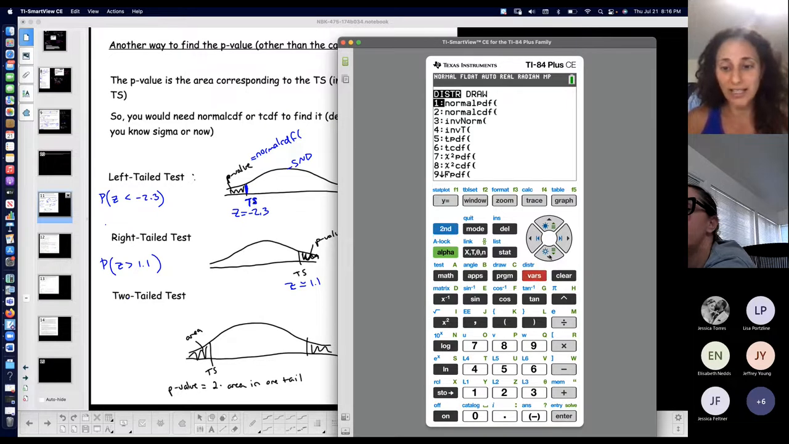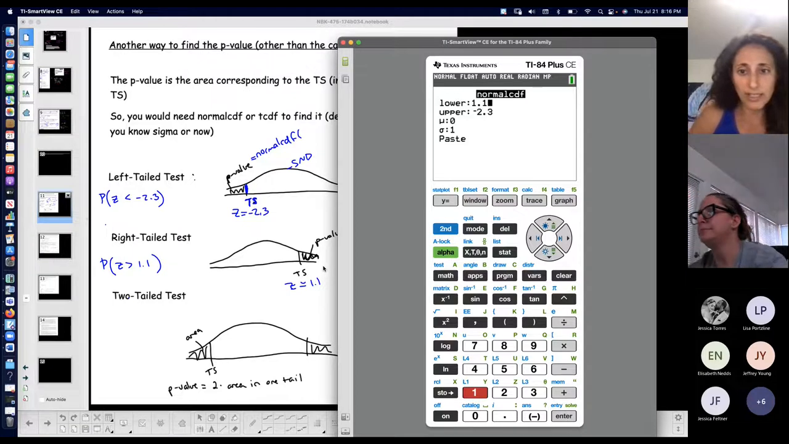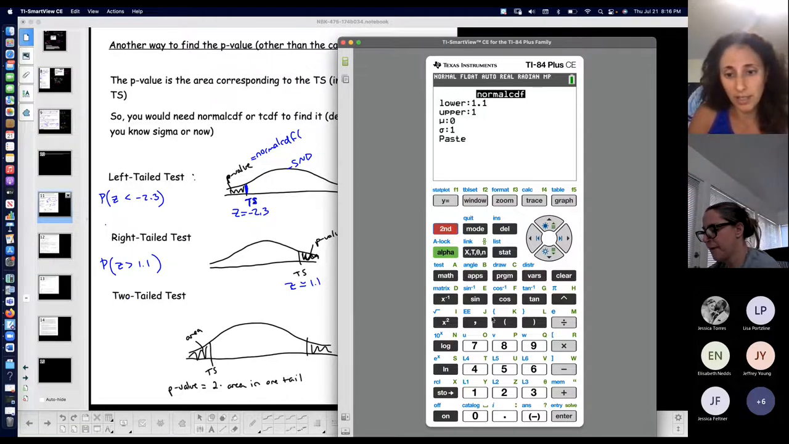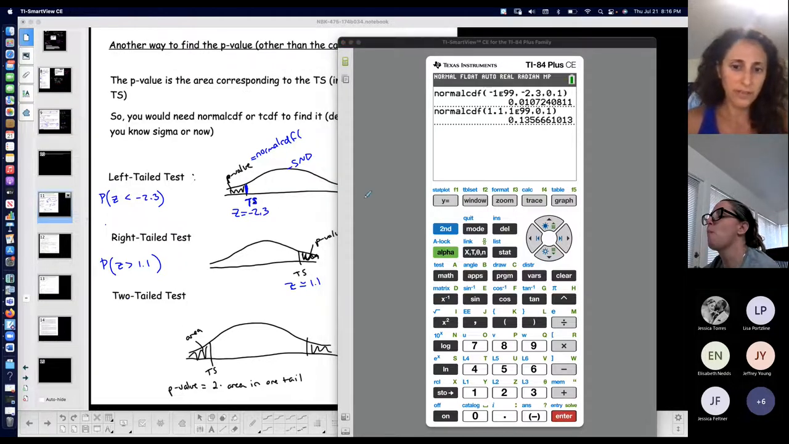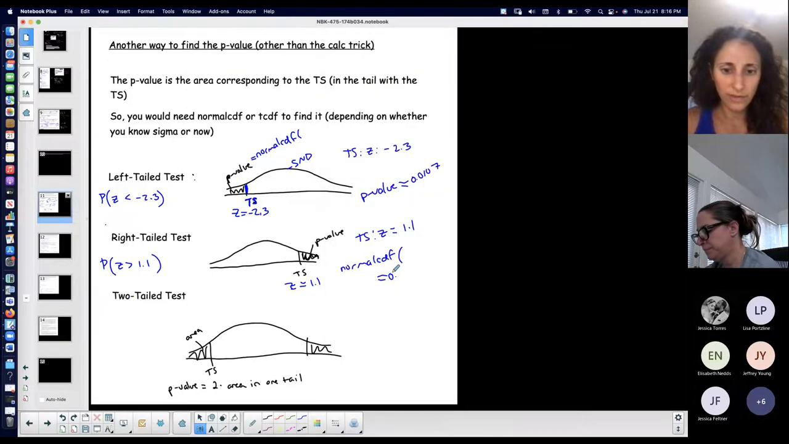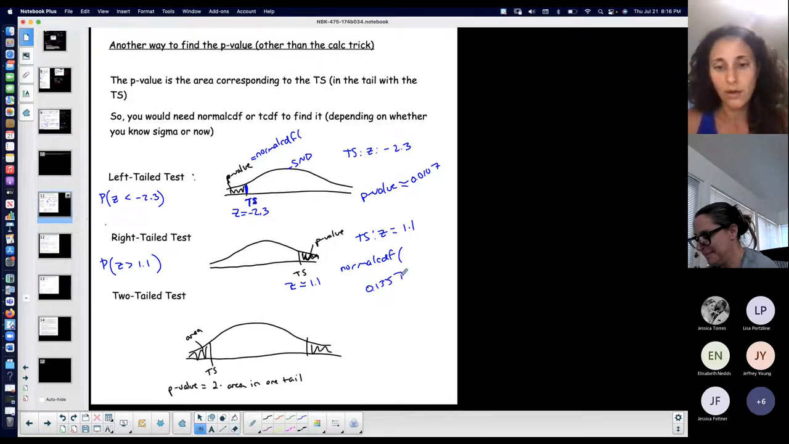Normal CDF, second bars, right? Normal CDF for the area. My lower bound is 1.1, right? I'm bounding my area, but this time it's the right tail. So the lower portion of this is 1.1. The higher portion of this is positive infinity. You can use 1, second, comma to pull up this E, which is scientific notation, 99 to represent a very large positive number. Because it's a z-score, you leave your mu and your sigma as 0 and 1. And this time I get 0.1357. So the p-value here would be 0.1357. Okay? Now these are for one-tailed tests.